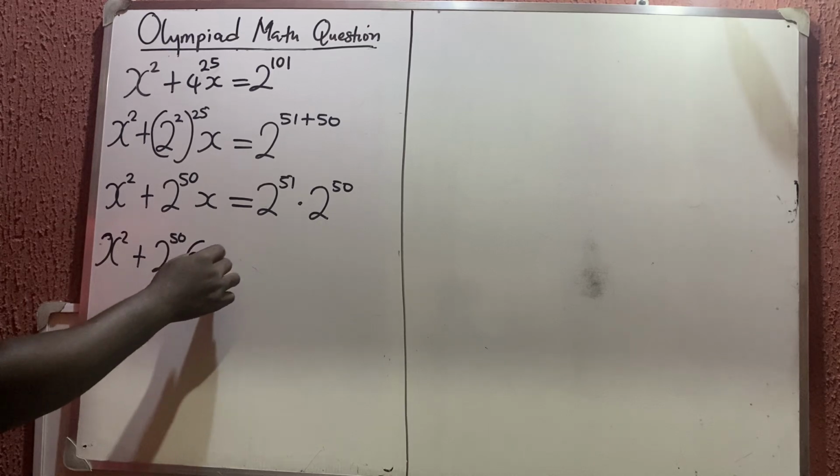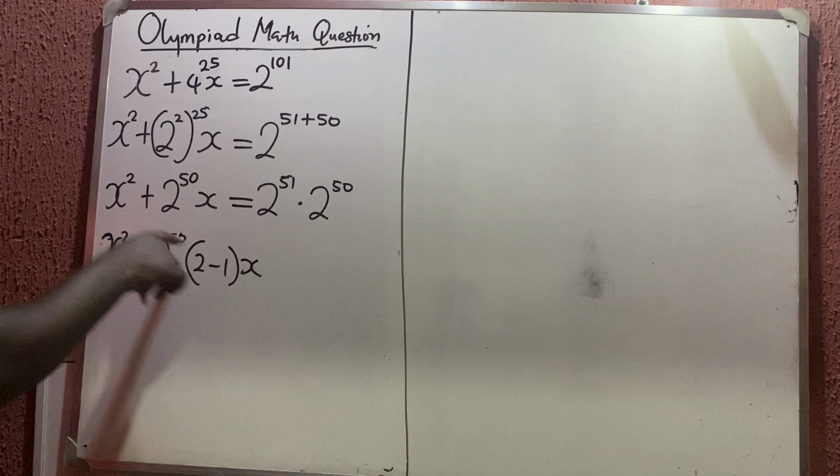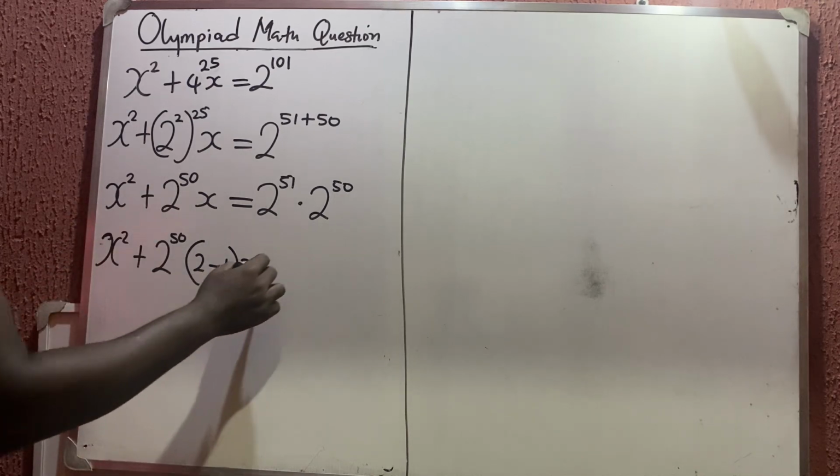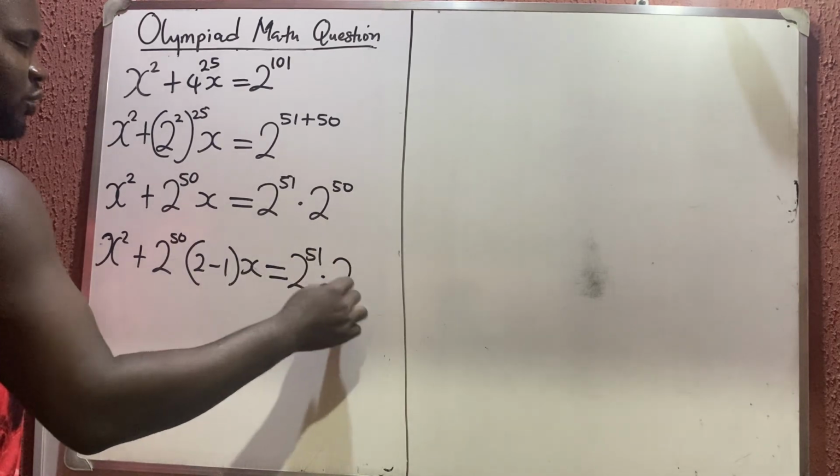If I say 2 minus 1 is still 1, I add x. 2 minus 1 is still 1. 1 times everything is still giving me this, so I did not change anything. It is equal to 2^51 · 2^50.